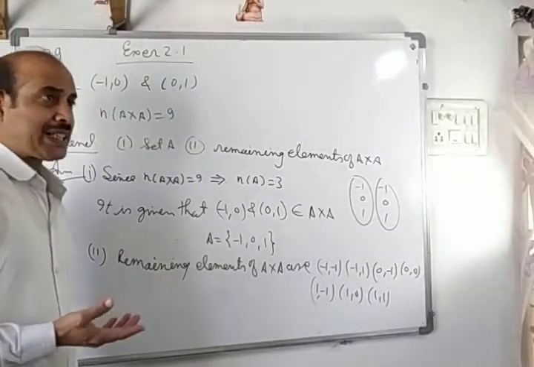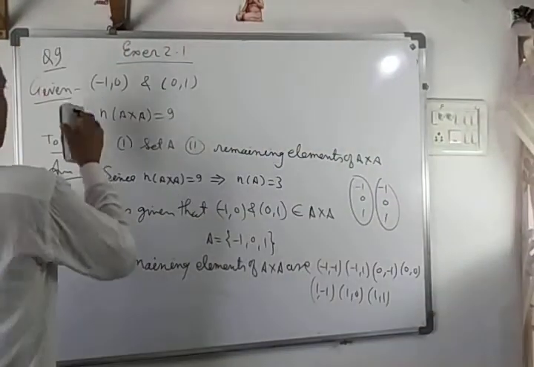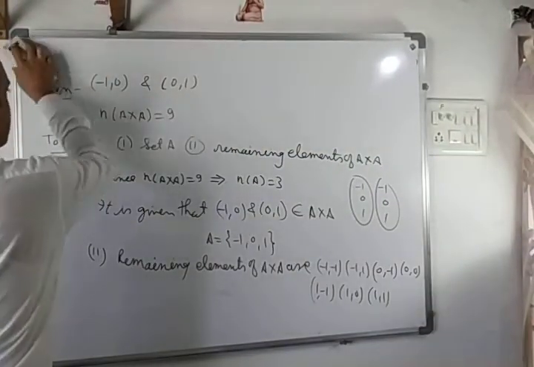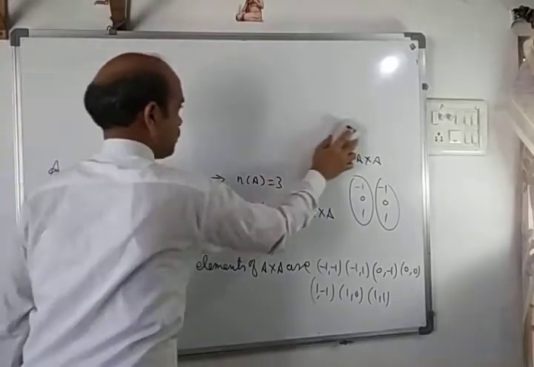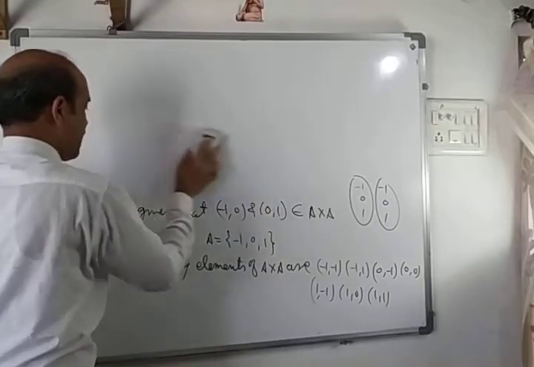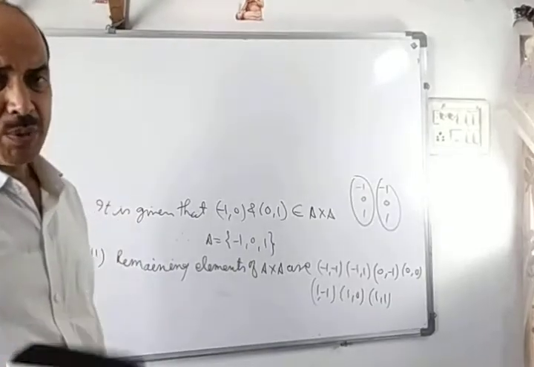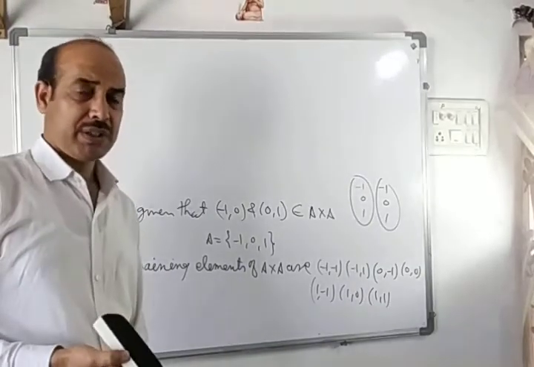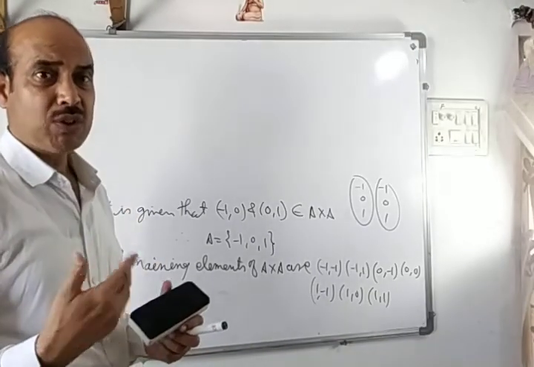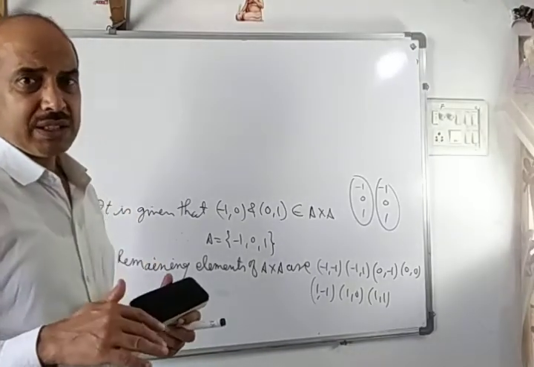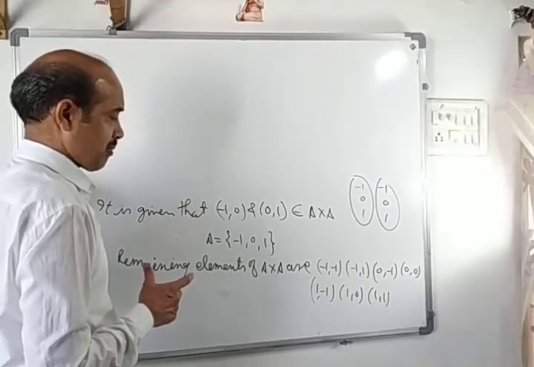Now after this exercise, we have to learn some more terms regarding the relation. The first exercise is completely based on ordered pairs, Cartesian product and equality of ordered pairs. Now after the first exercise, they have explained about the relation which we have already discussed in the previous video, but once again I am going to discuss before you what is relation.